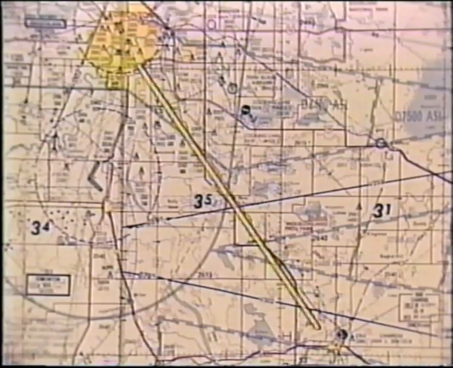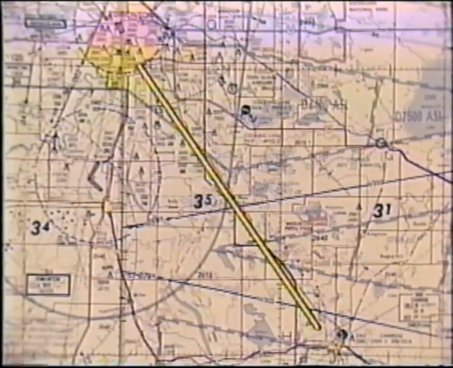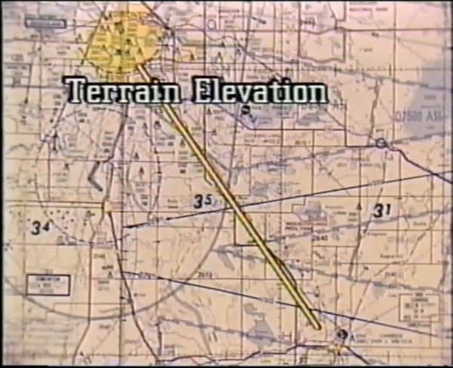Use a yellow tip pen to draw your track line from the set heading to your destination point. Now, check the map again to note the elevation of the terrain and any hills, peaks, or other obstructions.